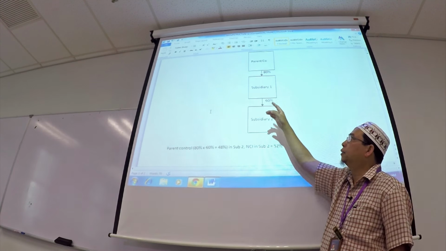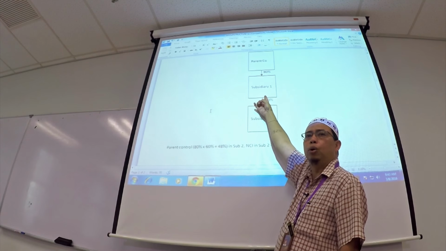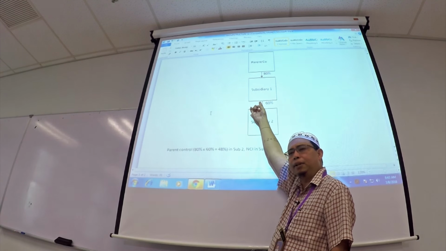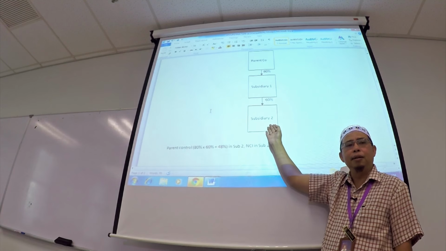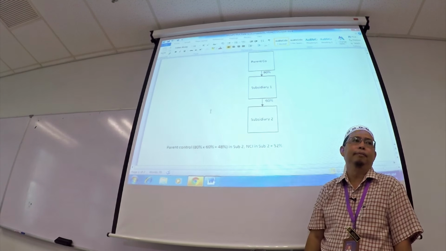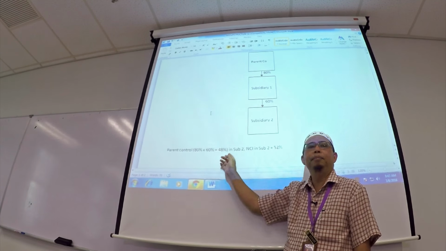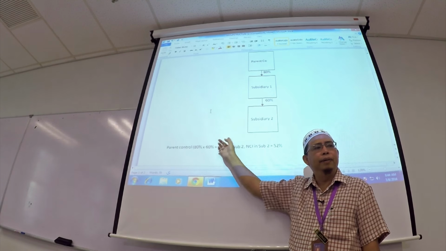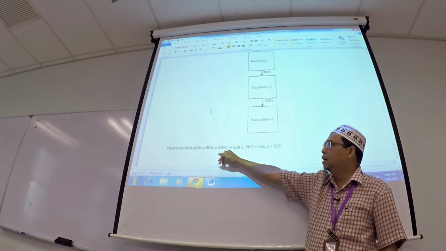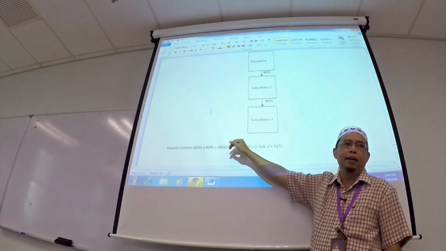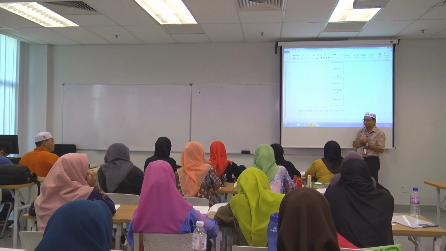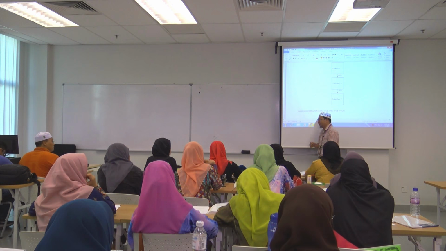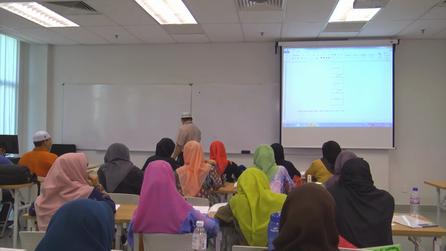So, as long as the parent controls this subsidiary and this subsidiary controls any other company, then this company is a subsidiary of the parent, regardless of the percentage of the indirect shares that the parent has in the subsidiary. Okay. Now let us look at another example.